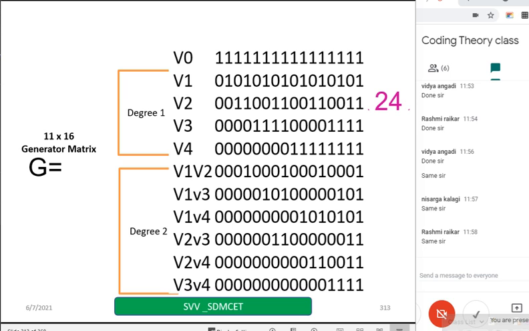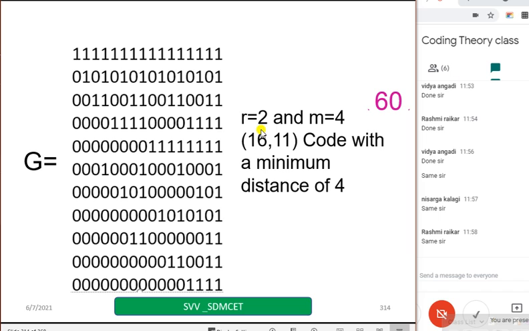Once we have G, encoding can be done. So instead of discussing the encoding part, we will go to the discussion on decoding, because decoding is always complex in any coding system compared to encoding. Just write down beside that: r equal to 2, m equal to 4, it's (16, 11) with a minimum distance of 4.